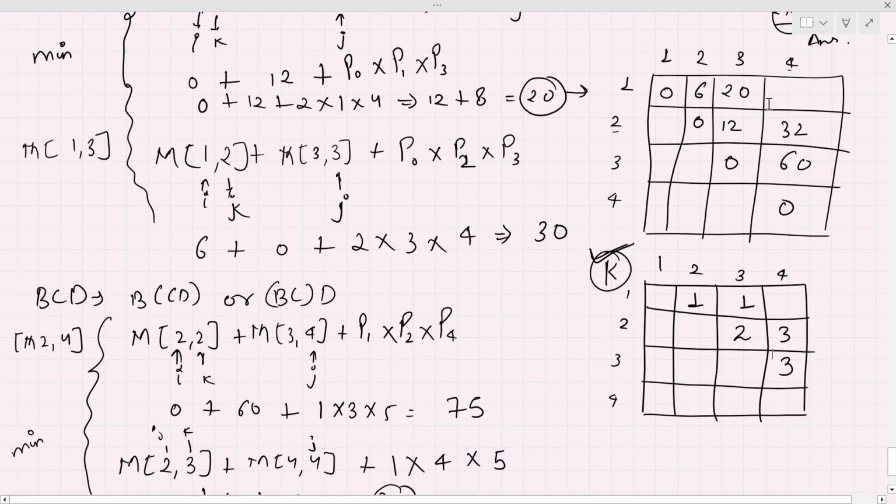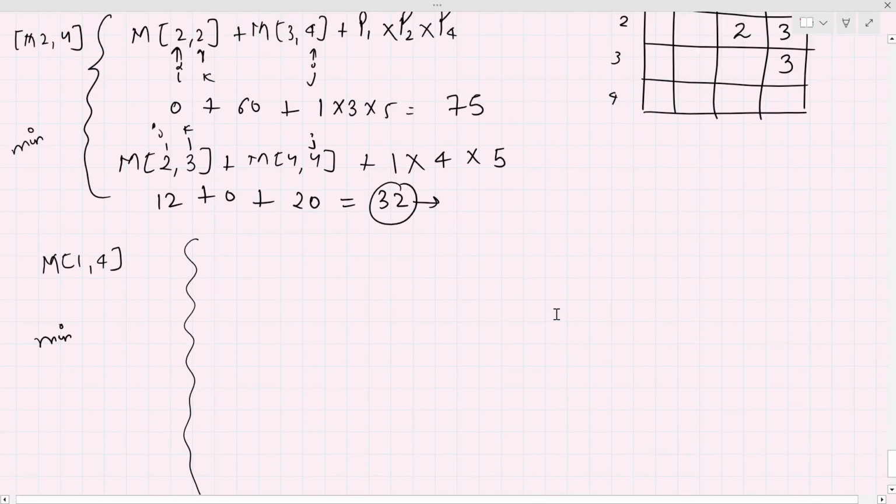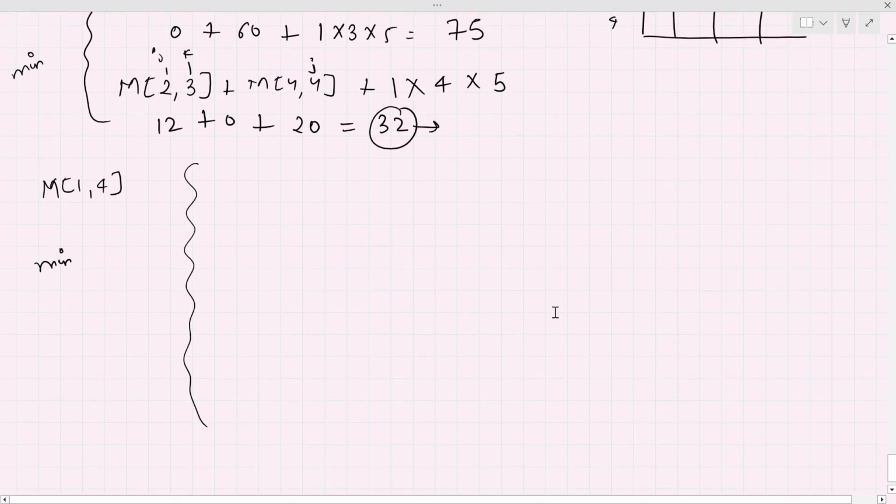Now we have only one block left, which is 1, 4. Means now we have to multiply the whole thing in one go. Matrix 1, 4, whosoever gave a minimum value is the correct answer. Now in a pair we solve, in a triplet we solve, now in a 4 we have to solve. Now what are the combinations to solve these questions?